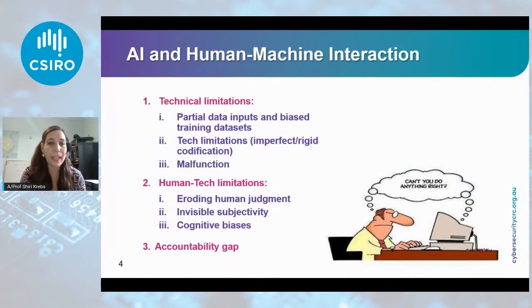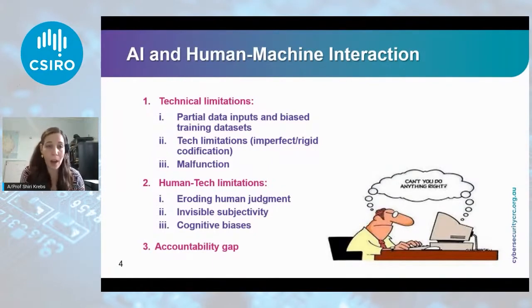And it links to the second one of the tech limitation itself. So not just that we don't have enough data or quality data, but it's also about the way that we interpret or translate reality into very rigid baskets or categories in order to have the technology apply to them. And so this interpretation of the world has to include some subjectivity in it, which is not necessarily transparent to decision makers. And then there is always the option that technology just fails or malfunctions.